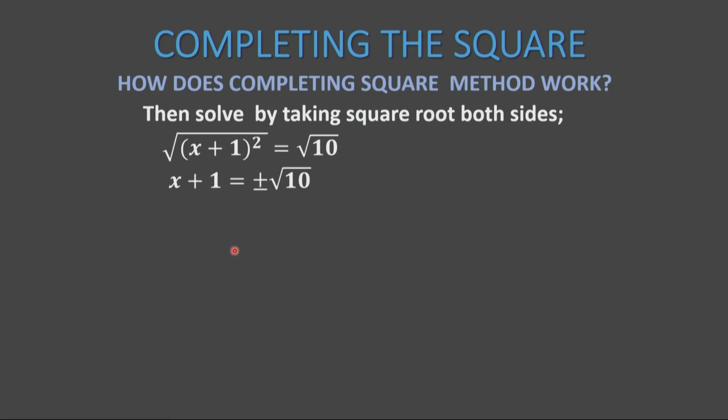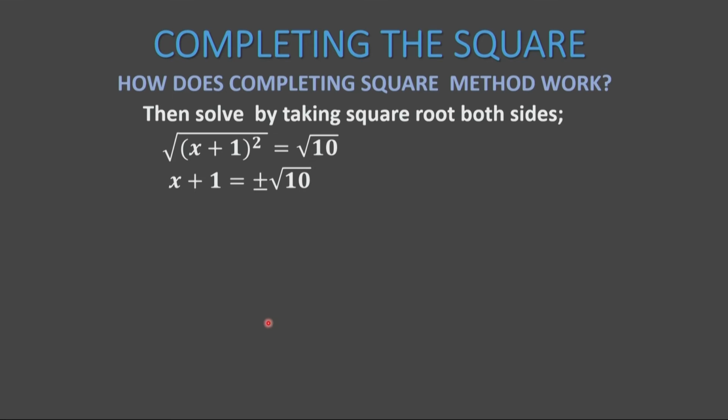Now, in algebra, there are possibilities that the answer can be positive, also negative. Why? Because we know negative 2 times negative 2 gives you 4, and 2 times 2 gives you 4. So we take the possibility of being positive or negative. That's why I'm putting plus or minus. 2 answers in one there, okay?